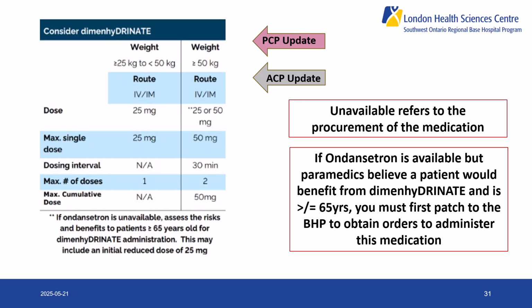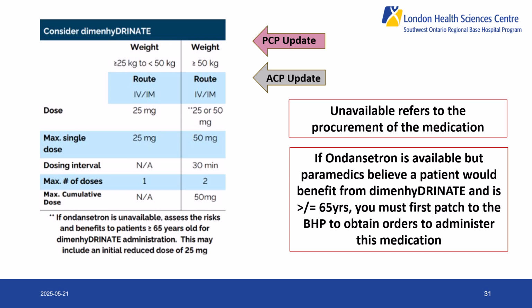The way this directive now reads is that dimenhydrinate may be administered to patients greater than or equal to 65 years of age. However, only if ondansetron is unavailable. The key here is that the definition of unavailable pertains to the procurement of the medication, meaning the service cannot supply ondansetron, not in the circumstance where paramedics have not been able to restock their trucks yet due to call volume. If ondansetron is unavailable, an initial reduced dose of 25 milligrams of dimenhydrinate can be administered to this patient population if the benefits outweigh the risks.